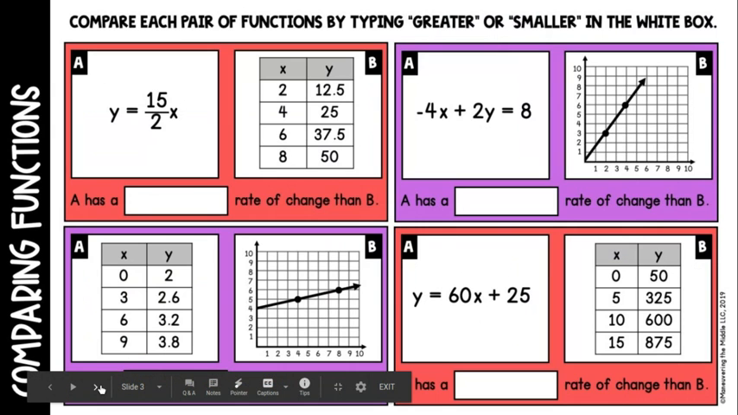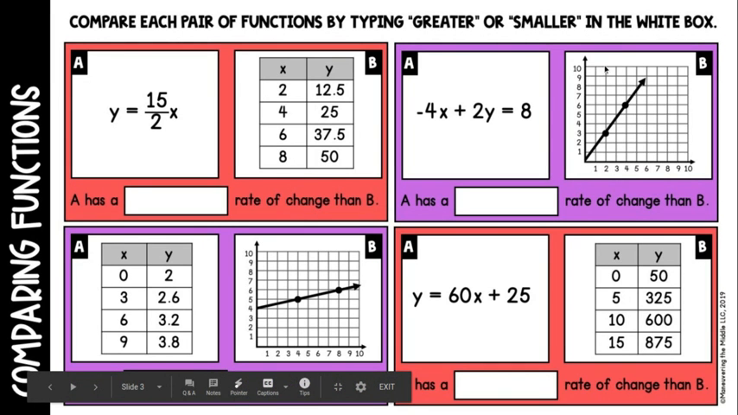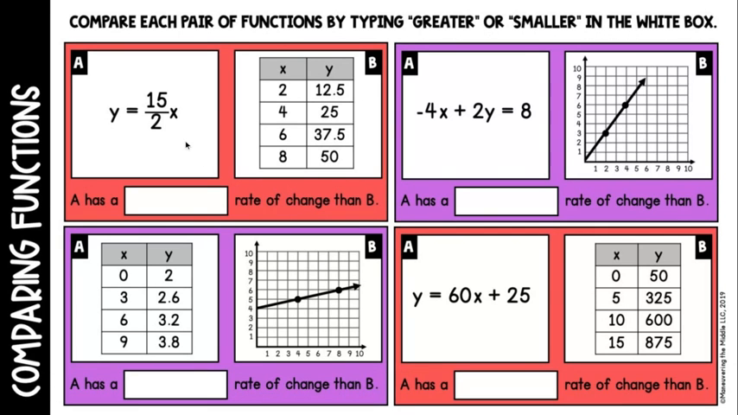Slide 2 says compare each pair of functions by typing greater or smaller in the white box. In order to do so, you'll have to create a text box. So for each and every situation here, you have an A and a B. And for each one, you need to find the rate of each. So this is why I'm telling you need paper and pencils. So for each one, you can write down the rates, really look at them, and then compare them, as the case is with each slide.